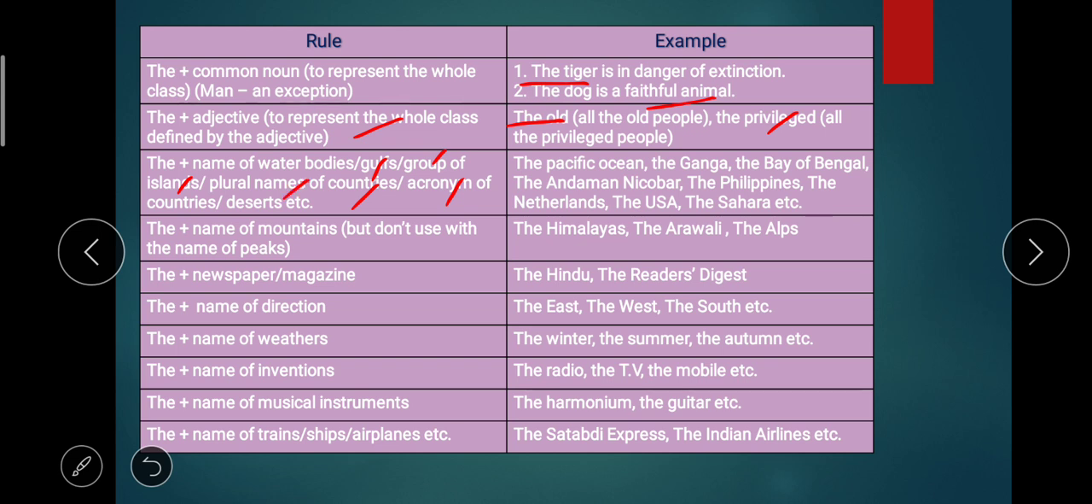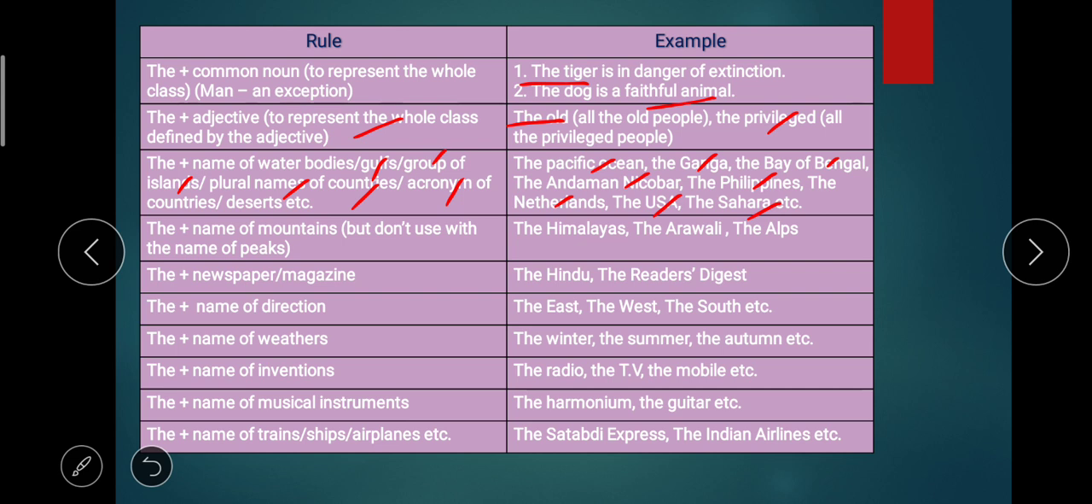Or deserts. So before all these nouns we use the, like the Pacific Ocean. So Pacific Ocean being a proper noun, name of the water body. The Ganga being a water body. The Bay of Bengal, again a water body. The Andaman Nicobar, this is an island. The Philippines, the Netherlands, names in plural. The USA, acronym. The Sahara Desert, the Gobi Desert, the Kalahari, they are the names of the deserts.